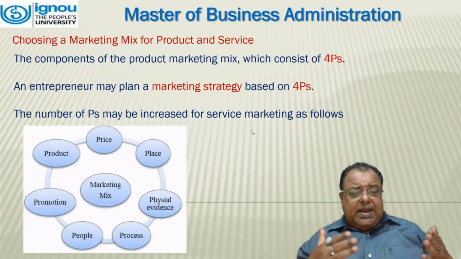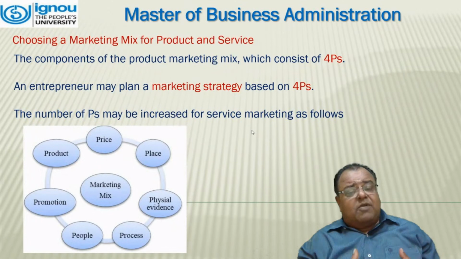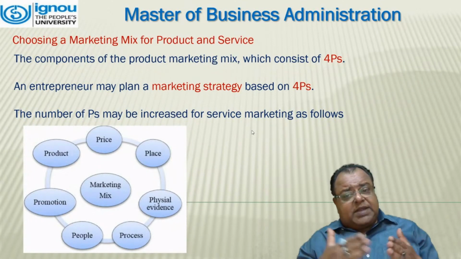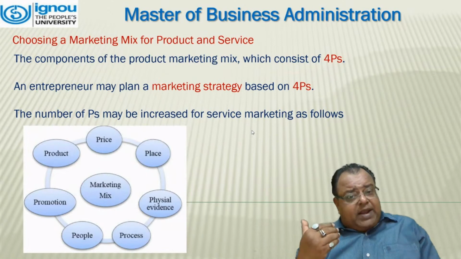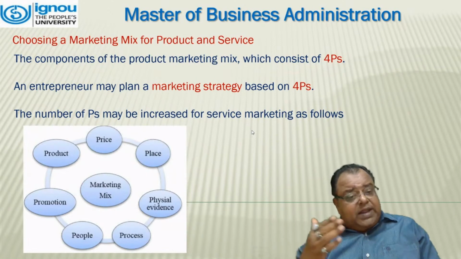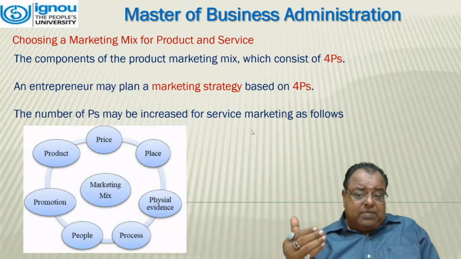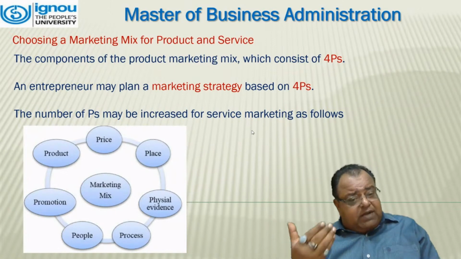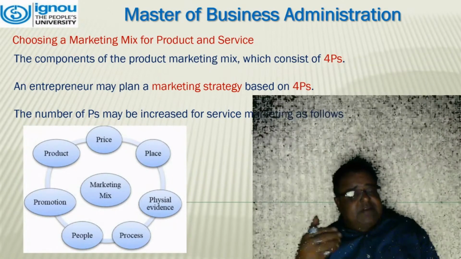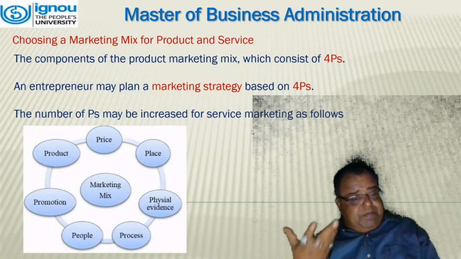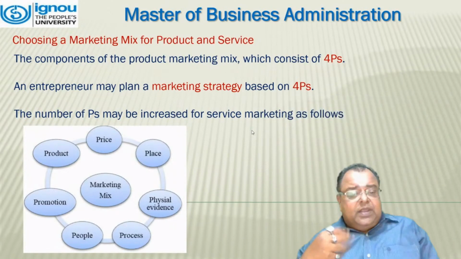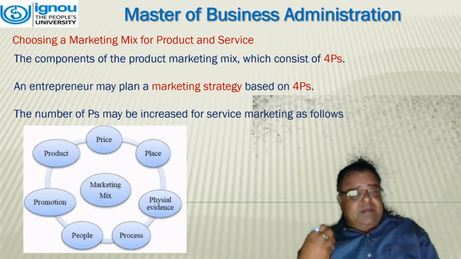Choosing a market mix for product and service. We have the product marketing mix as 4Ps and marketing strategies are also based on 4Ps. The number of Ps will increase for service marketing, such as we start with price, place, physical evidence, process, people, promotion, product. These all come under the marketing mix.